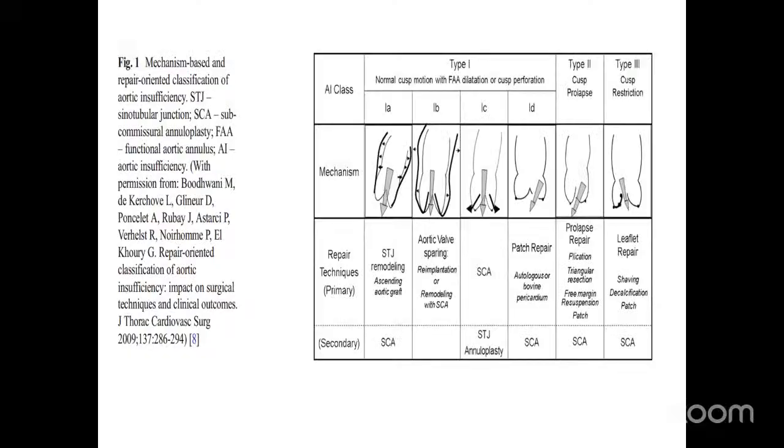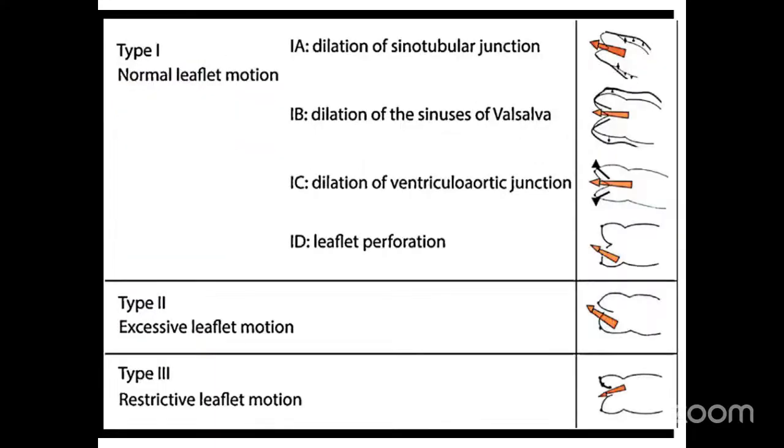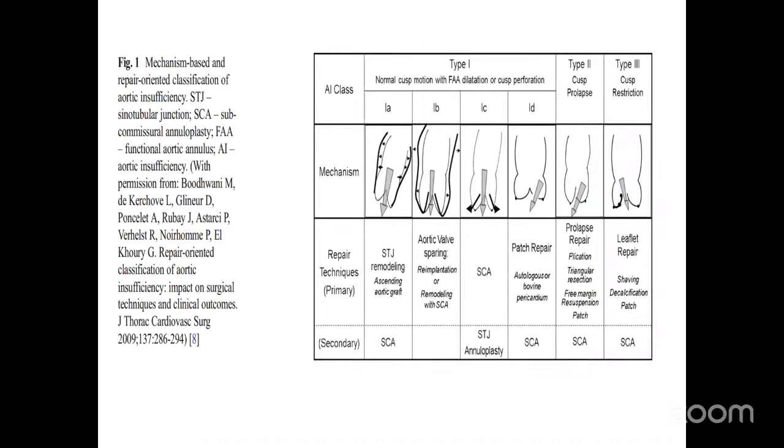Annuloplasty, junction remodeling, ascending aortic graft, primarily for the dilatation of the sinus of Valsalva, which is the aortic valve sparing reimplantation or remodeling with subcommissural annuloplasty, and also for the ventricular aortic junction dilatation, the subcommissural annuloplasty, and for perforation patch repair, autologous or bovine pericardium can be used for the repair.